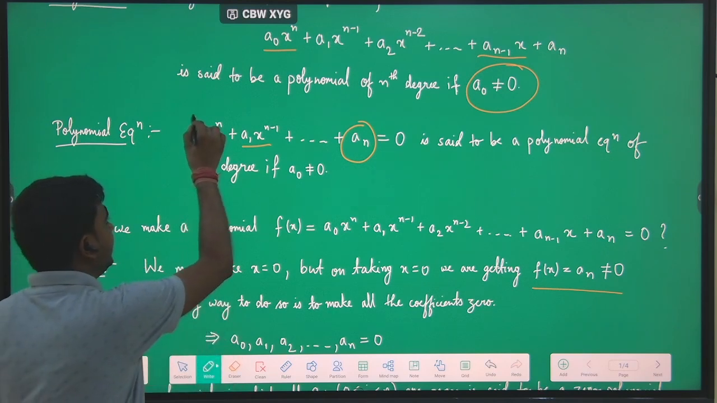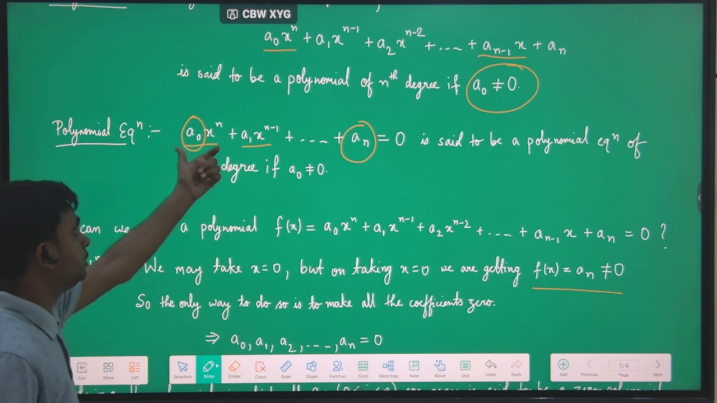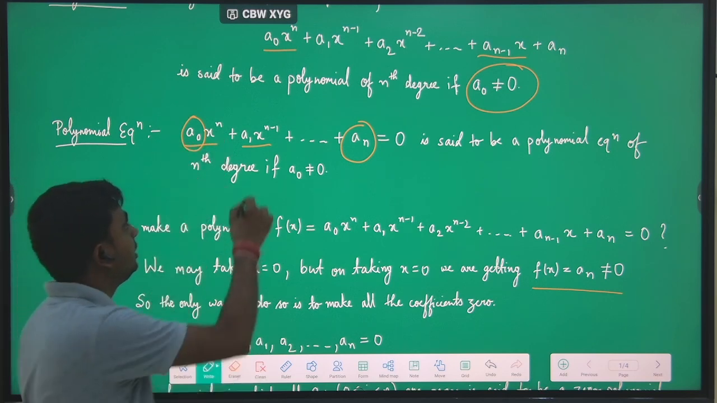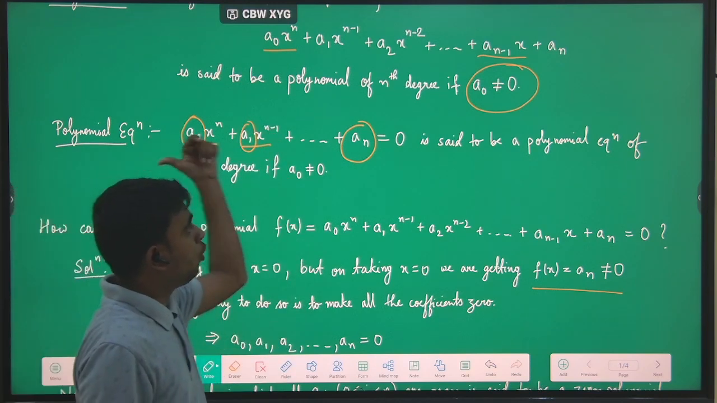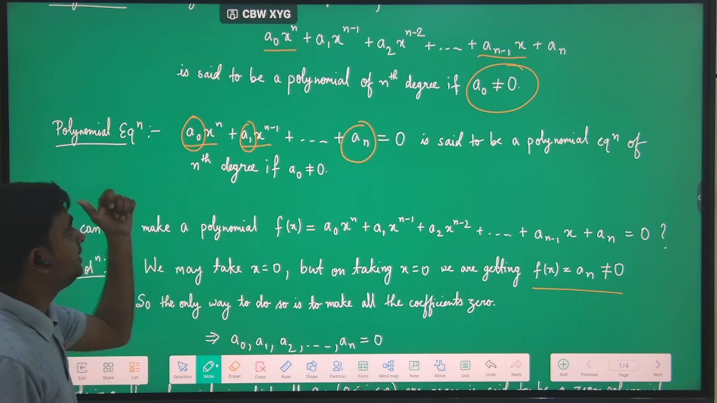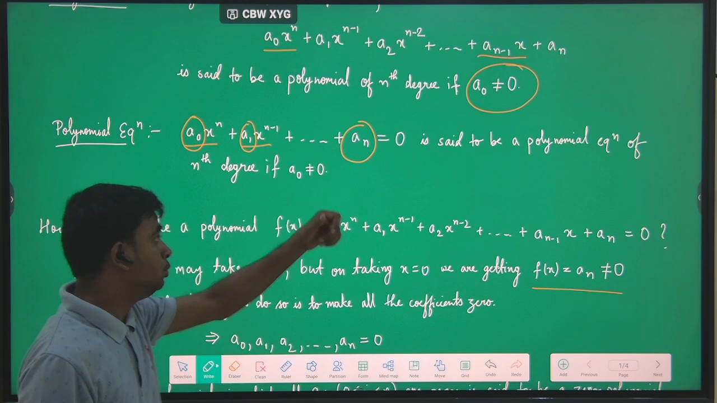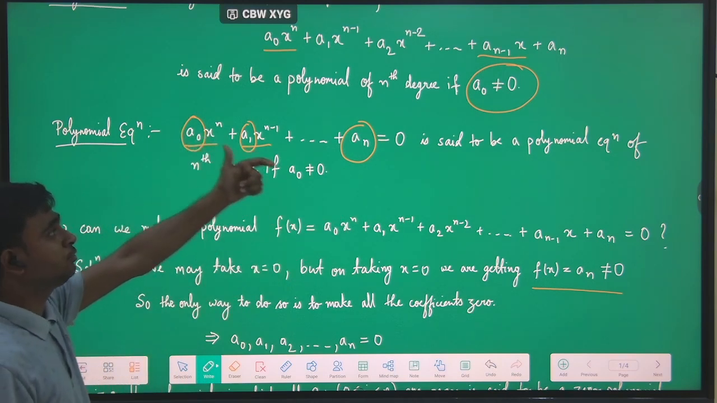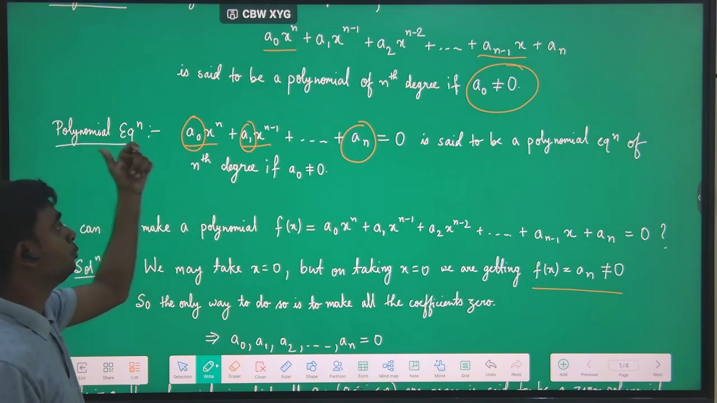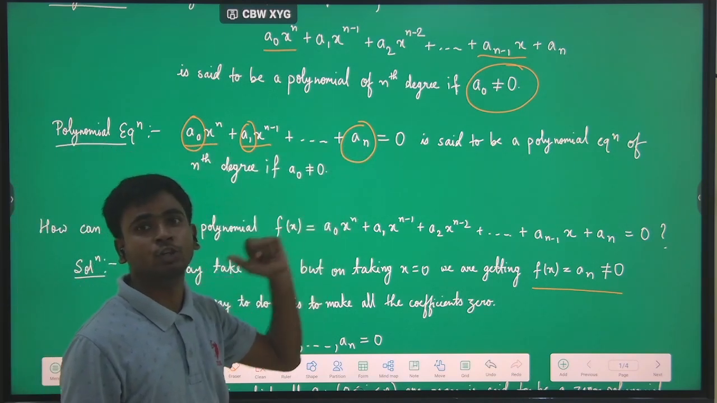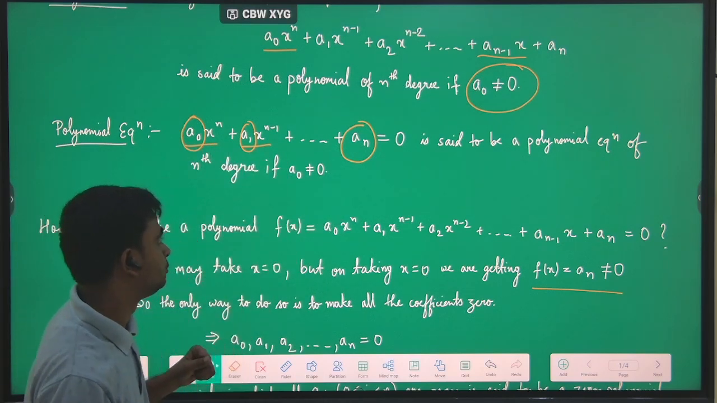We can take a naught equal to 0. When we take a naught equal to 0, this term will be 0. Similarly, when we take a1 equal to 0, this term will be 0. If we take all the ai's as 0, then this polynomial will completely be 0. So to make this polynomial equal to 0, to make it a polynomial equation, we have to make all these ai equal to 0.